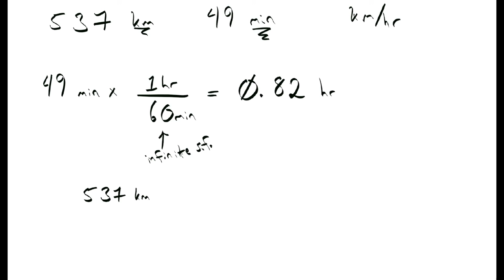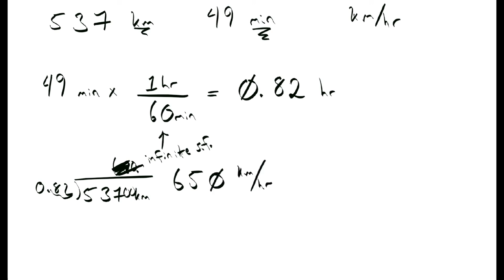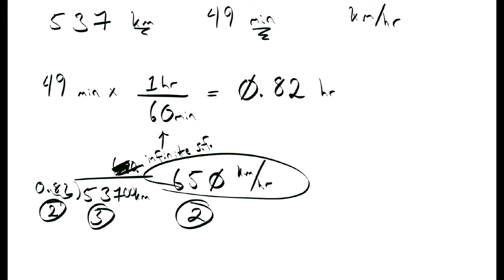And then you can do 537 kilometers divided by 0.82. And you do a little bit of math. You get 650. Ooh, I should be careful. The answer is 650 kilometers per hour. Note that you start off with 3 sig figs divided by 2 sig figs. Your answer is going to have 2 sig figs. Thus, 650 kilometers per hour.